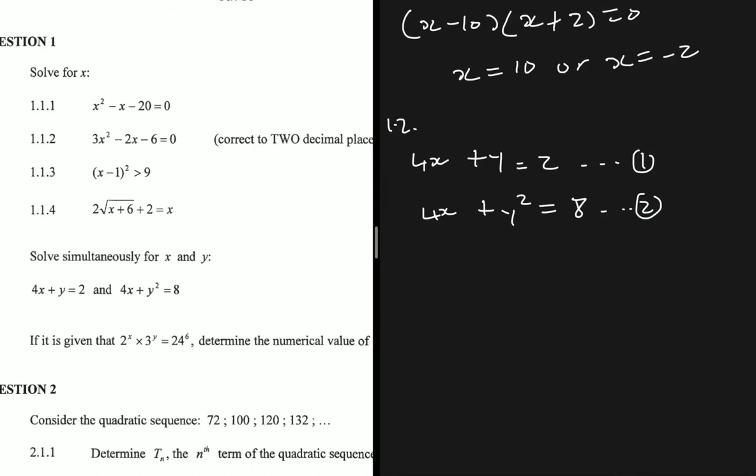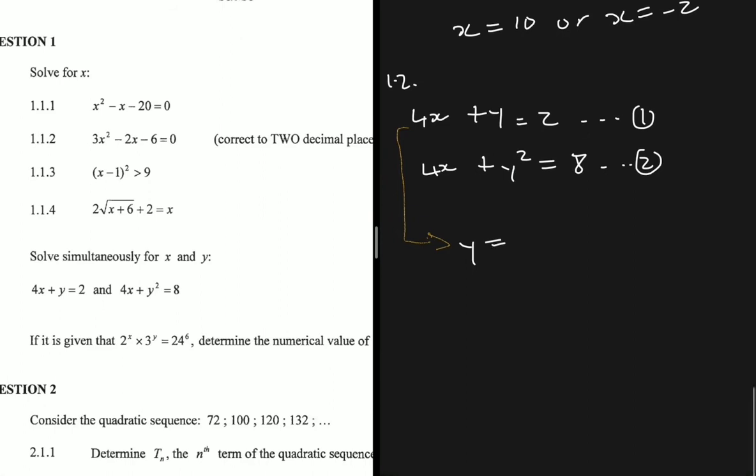And then if you make x the subject of the formula, you will end up having to divide by 4, and then you're going to have to deal with fractions. But if you make y the subject of the formula, then you will have made one variable the subject without having to divide and get fractions. So let me go ahead and show you what I'm talking about. So from this equation, I'm going to make y the subject of the formula. So I'll get y equals 2 minus 4x, right? And then I can call this equation 3, right?